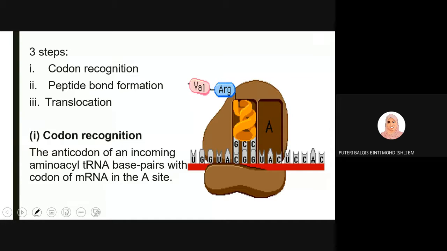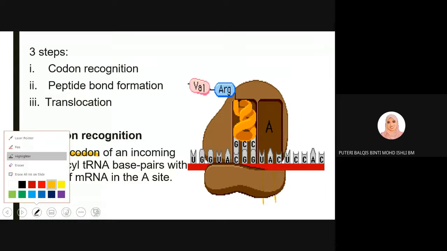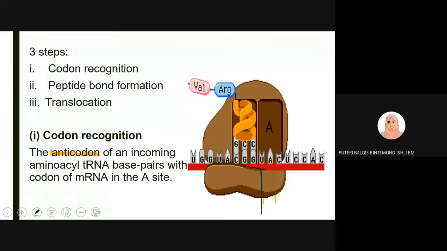So what happened during codon recognition? The anticodon of an incoming amino acid tRNA base pair with codon of mRNA in the A site. Okay, kita tengok yang ni. Ini adalah UAC kan? The next codon adalah UAC. Betul kan? So siapa yang datang nextnya? Ini adalah proses codon recognition lah. Dia akan recognize the next codon.